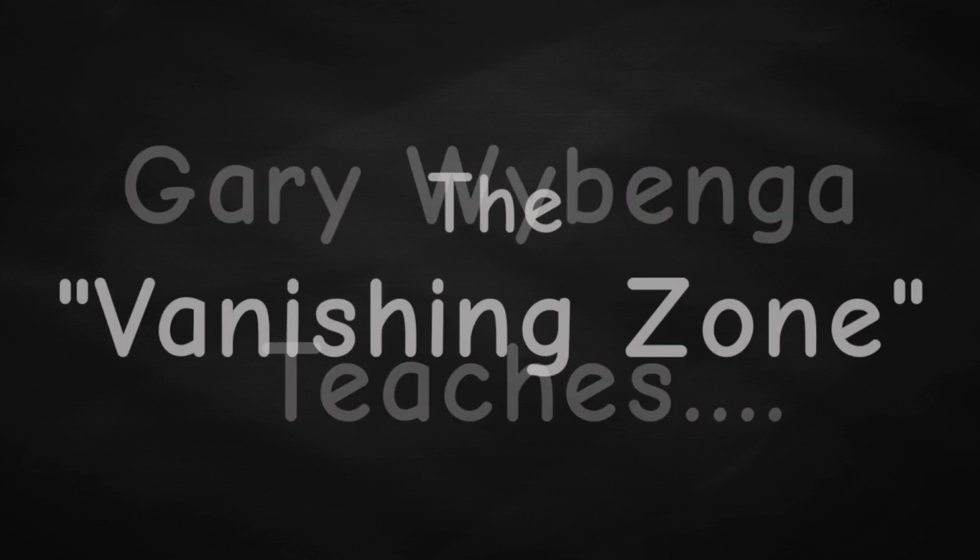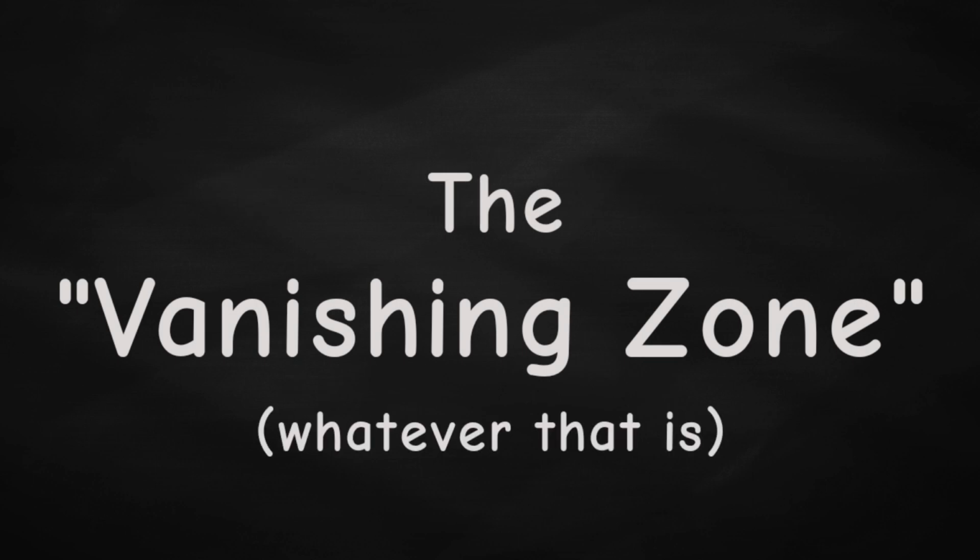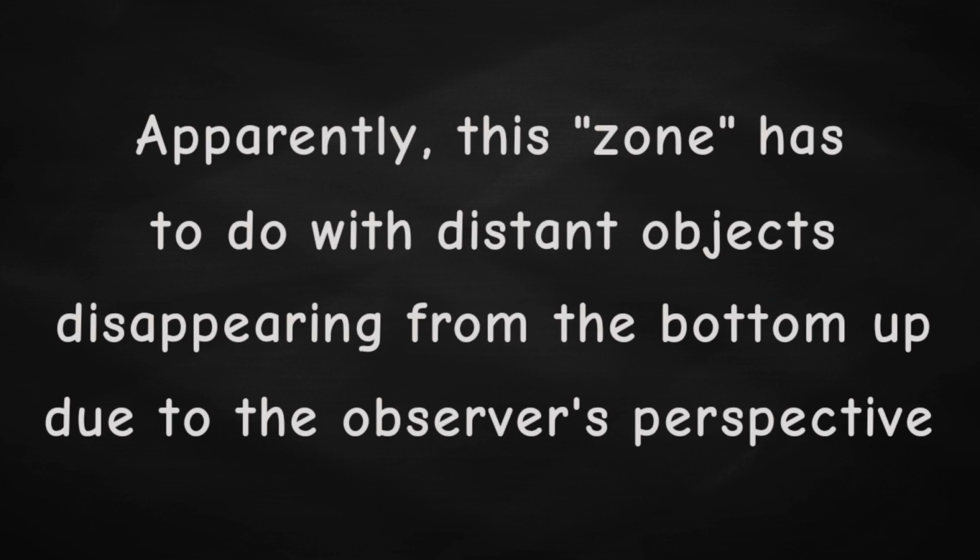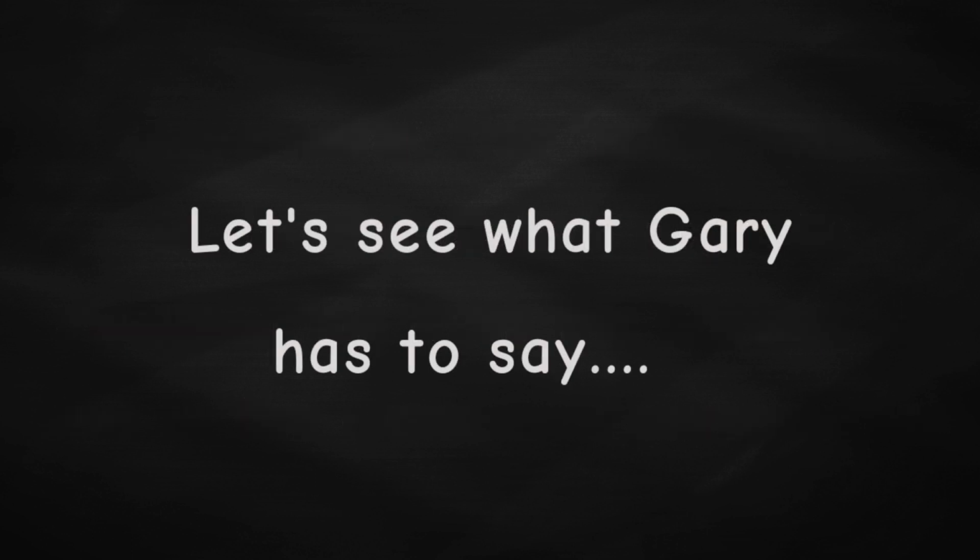In this episode, Gary teaches us about the Vanishing Zone, whatever that is. Apparently, the Vanishing Zone has something to do with the bottom parts of distant objects disappearing before the top parts do. It seems there is some angle involving the surface of water between the observer and the bottom of the object being observed that becomes so narrow that the light from the bottom of objects simply ceases to exist. I don't know how this is supposed to work, but maybe Gary can explain it.